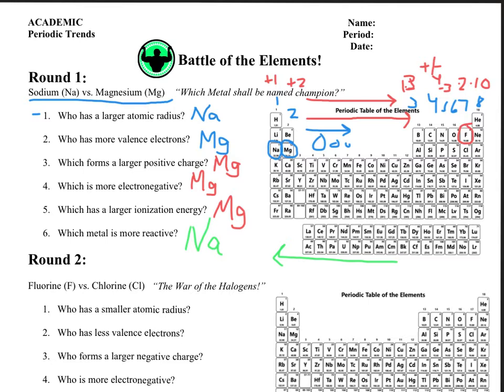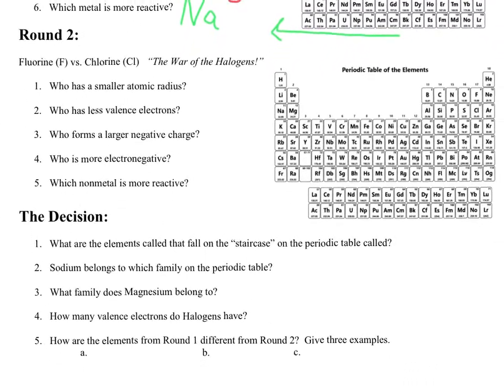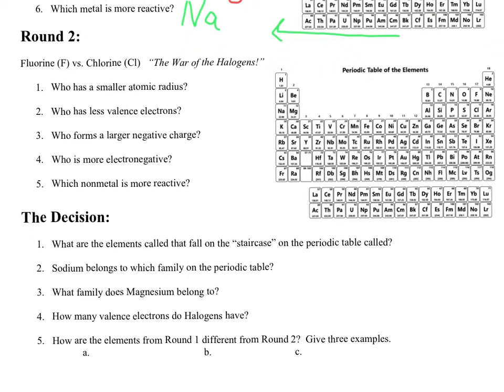All right, so what we did is we looked at the periodic table, tried to take its trends in order to help us figure out some different properties of these metals. Let's take a look at round 2 as I move this up. And let's look at 2 non-metals that happen to be in the same group or same family.